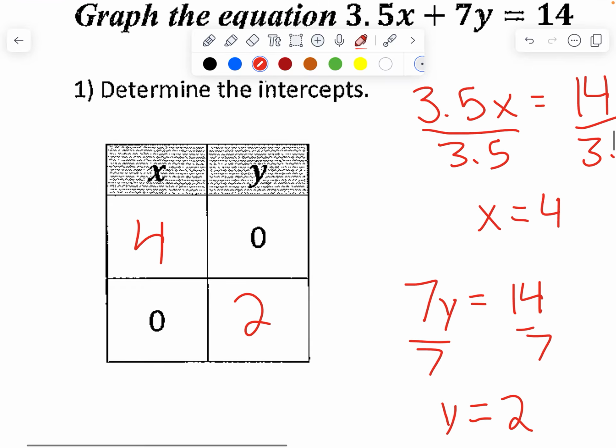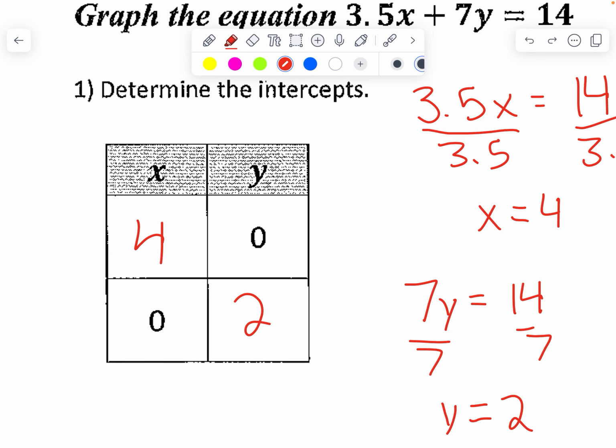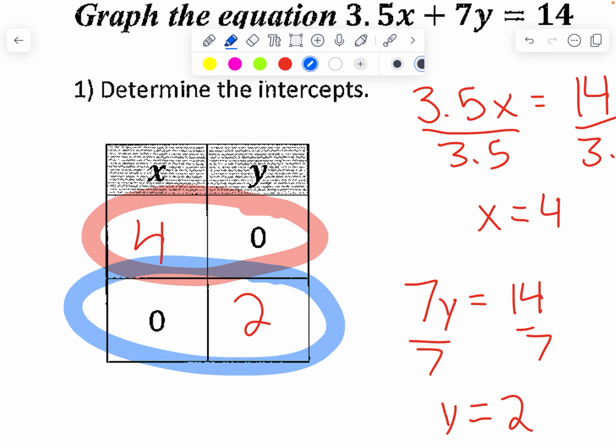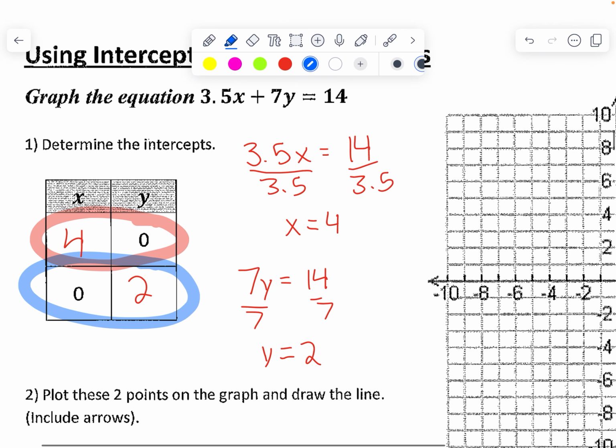These are two separate ordered pairs. Frequently what people have done is they take the 4 and the 2 and graph it as an ordered pair, 4, 2. That is not true. It is two separate ordered pairs. We have the 4, 0 ordered pair, and we have the 0, 2 ordered pair. So we need to graph them separately on their own.